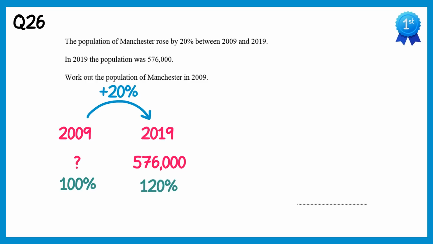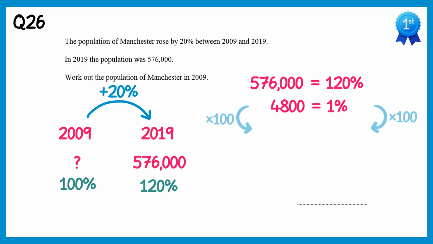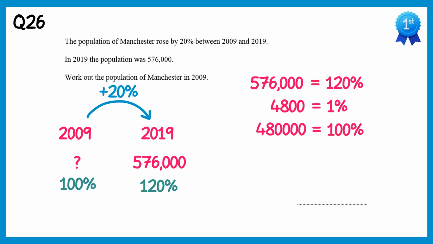If 576,000 is the same as 120%, we can divide both sides of this by 120. That would give 4,800 equals 1%, and then times both sides by 100, which would give 480,000 equals 100%. Since the amount we were after was equal to 100%, we found it. The answer is 480,000.